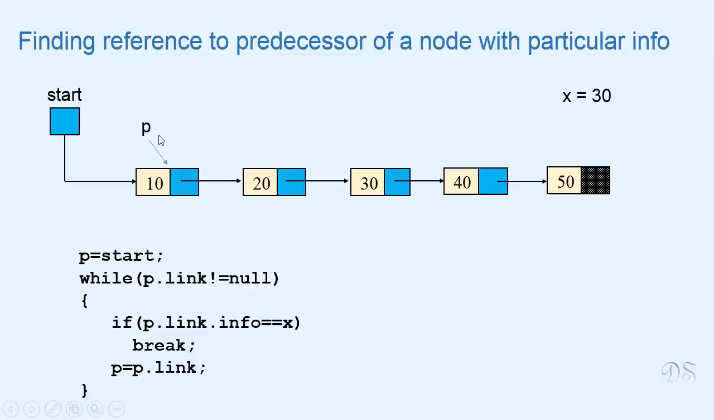Initially p refers to the first node of the list. Now p.link is not equal to null, so we check p.link.info. p.link.info is 20, it is not equal to x. So break is not executed and p is moved forward. Now p.link is not equal to null, so again we check p.link.info. Now p.link.info is 30, so p.link.info is equal to x. So now this break statement is executed and this loop terminates. So we can see that when this loop terminates, p refers to the node that is the predecessor of the node that contains value x.